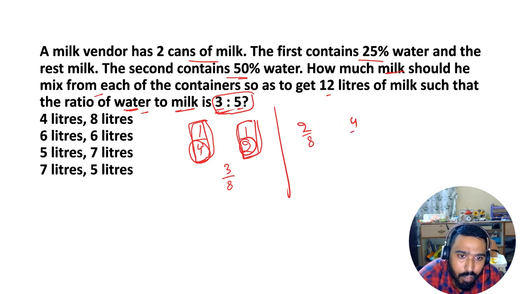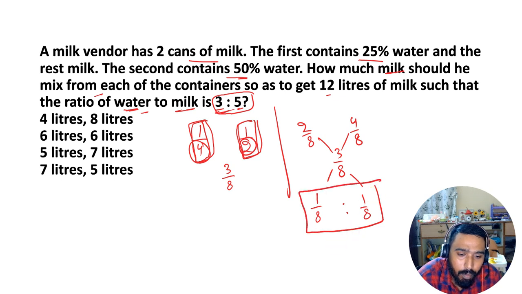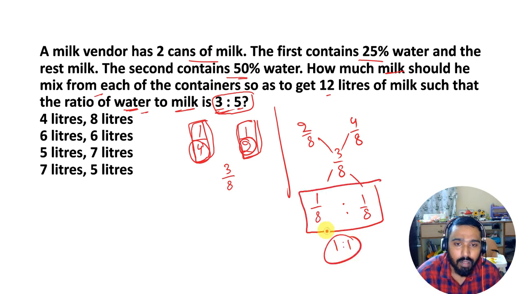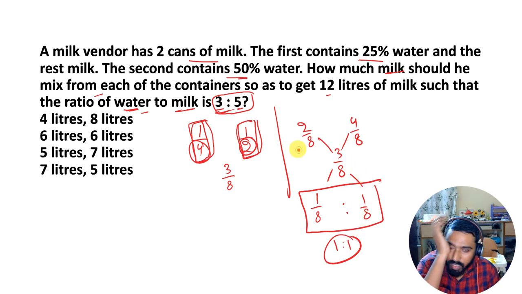2/8, here 4/8, and here 3/8. So 4/8 minus 3/8 is 1/8. 3/8 minus 2/8 is 1/8. It should be mixed in the ratio 1/8 is to 1/8, which means 1:1. That means it should be mixed in the ratio 1:1.